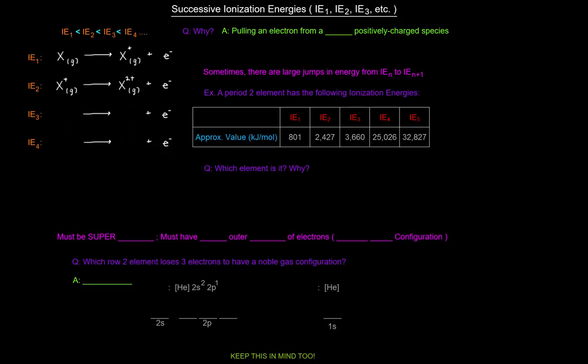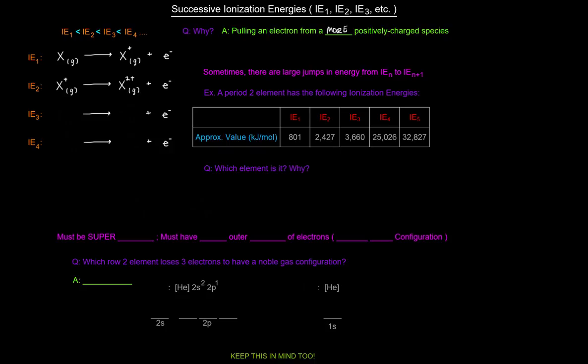So ionization energy number 1 is going to be less than ionization energy number 2, which is less than ionization energy number 3. So as you go further and further, each successive ionization energy is higher. So the question is, why is that? Well, pulling an electron from a more positively charged species is going to be harder, right? Because those negatively charged electrons are attracted to those positive charges. The more positive the charge is, the more attracted the electron is to it.